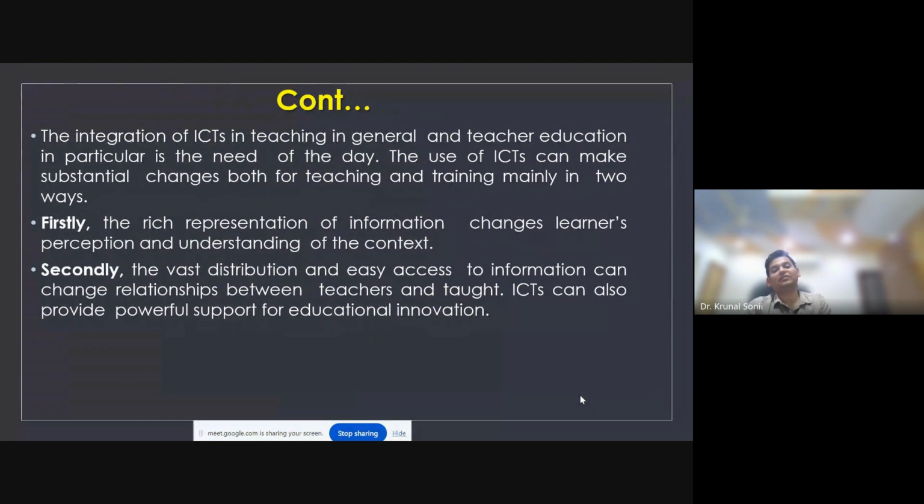So this interaction between the teachers and students is a part of the need of the day. And that's why the use of ICT tools can work in two ways. First, the rich presentation of information, right? Your presentation should be very rich in terms of the content, facts, figures, and data that you are delivering to your target audience. It should not look monotonous, like I know that and there is nothing new in this. If you're just learning the theory, nobody's interested, right? And secondly, it requires vast distribution and easy access to information in relation to the exchange between the teachers and the taught. So ICT can also provide powerful support for educational growth and innovation.